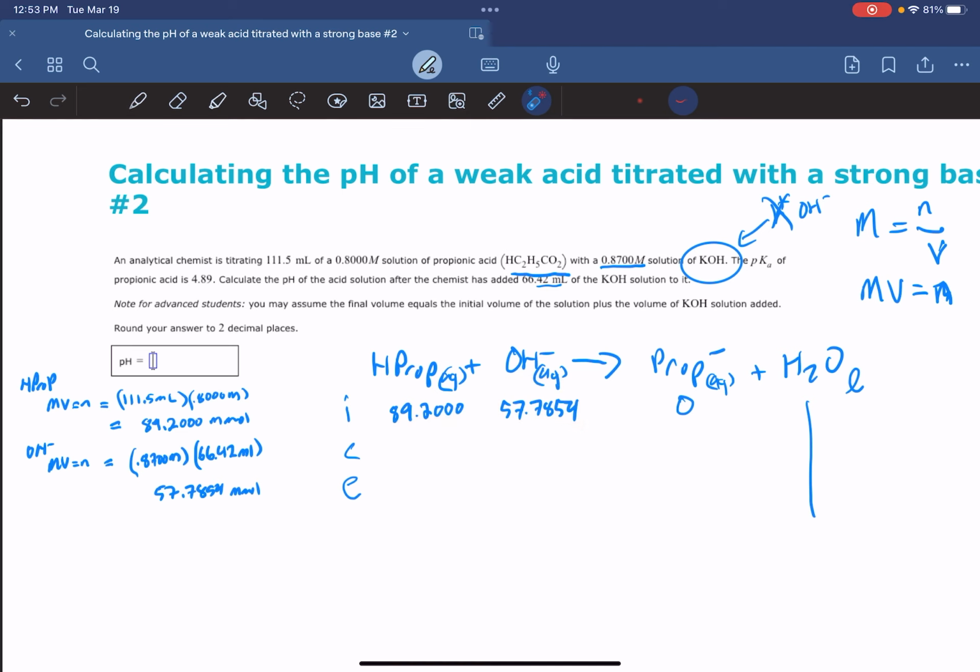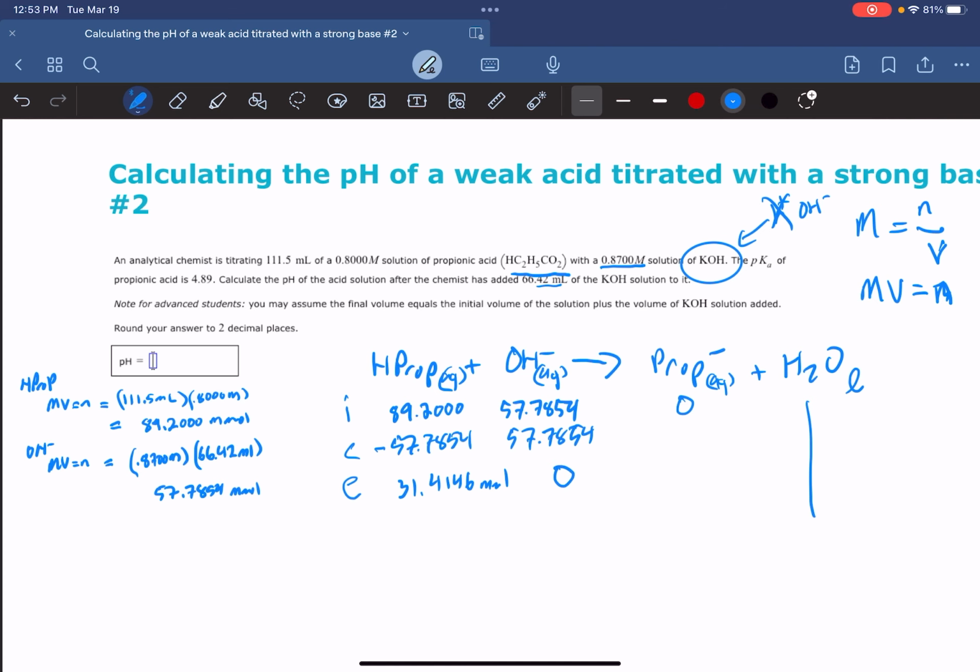So let's just do the math on this. We're going to subtract the 57.7854 from both of these. And the reason we're going to do that is because the OH is going to 100% subtract out. And when we do that, we're going to end up with extra 31.4146 millimoles of this. We're going to end up with 0 of this.